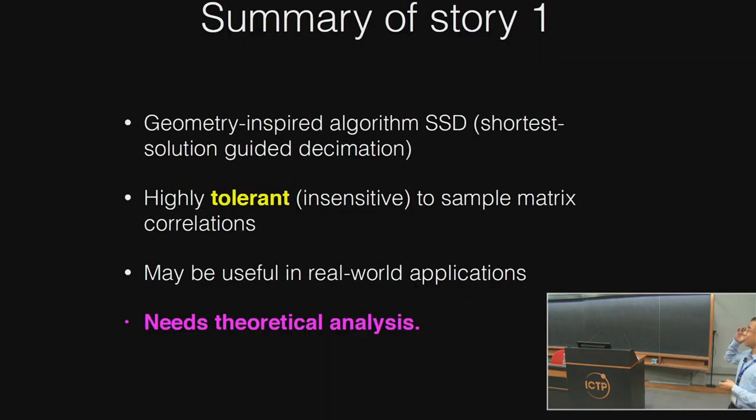So, summary of story one: we have designed a very simple algorithm using this shortest but easy to get solution to guide the search for sparse solutions. And we have some indication that it is highly tolerant to structure correlations in the measurement. But at the moment, there is no theoretical analysis. So I will change to story two, but if you have questions, please ask.